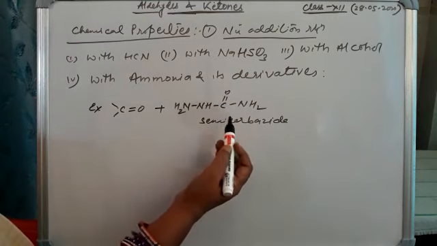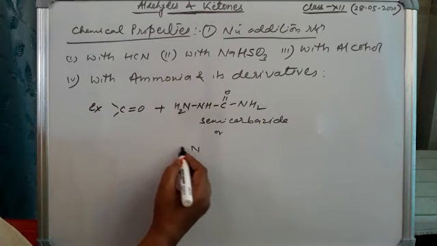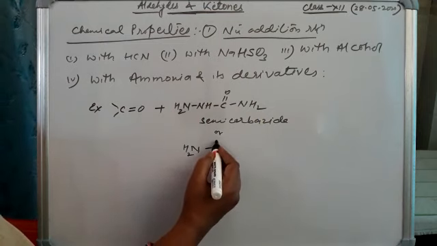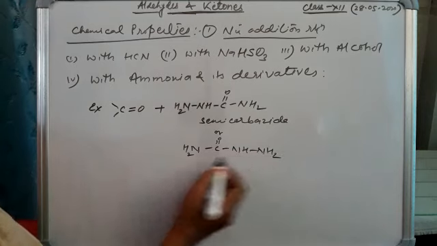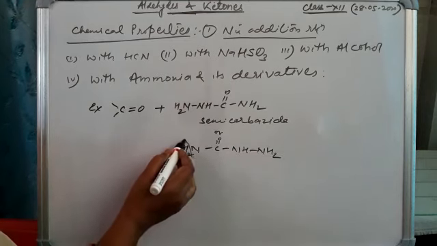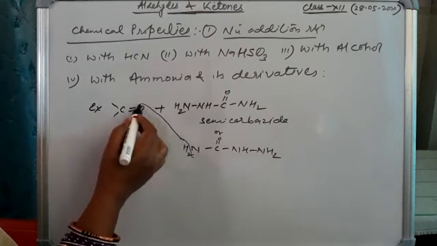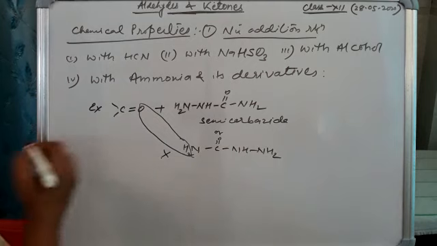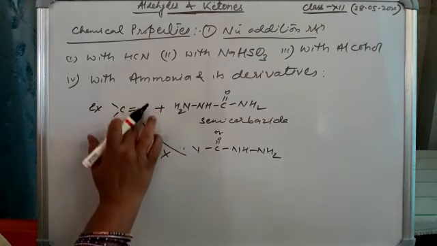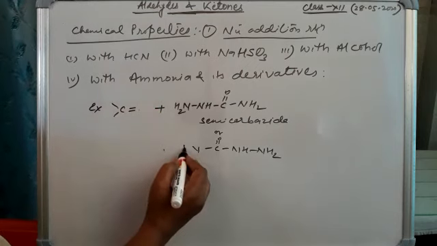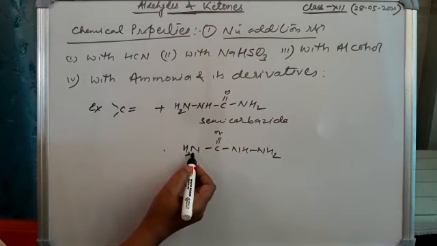Many times students, if this group is written in this form, always try to remove hydrogen from this NH2 group and join it to the carbonyl group, and this is the wrong method, because the hydrogen is removed from this NH2 group, not from this NH2 group.